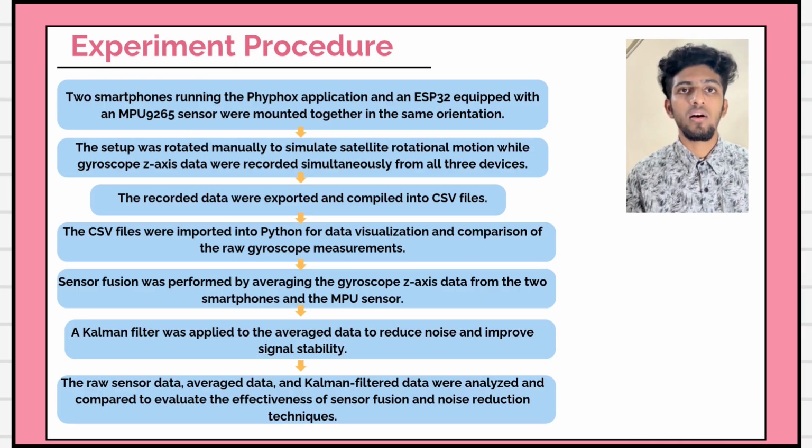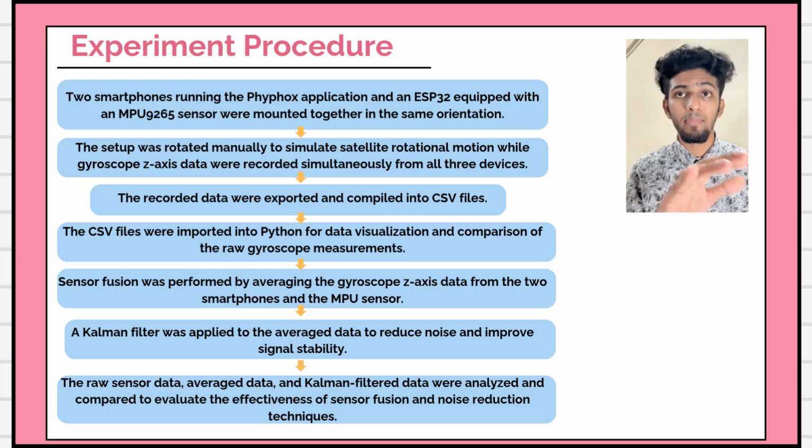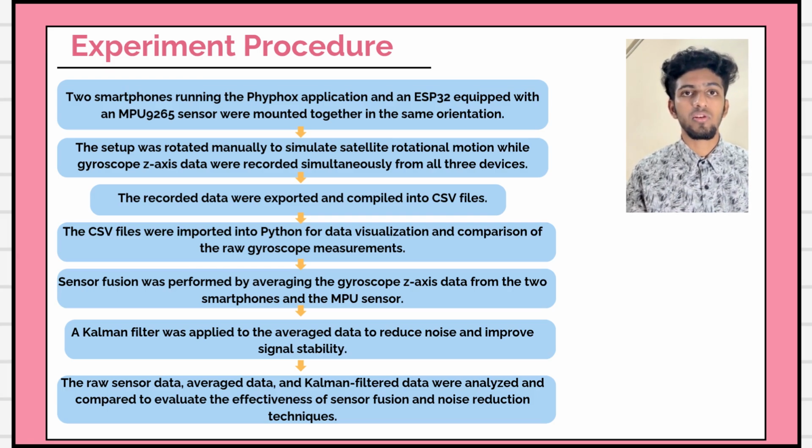After that, a Kalman filter was applied to the averaged signal to reduce the noise and produce a smoother and more accurate angular velocity measurement. And then finally we analyzed and compared the raw data, the average data and the Kalman filter data. Then the results show that sensor fusion and Kalman filtering improve the stability and reliability of the gyroscope measurements, which is important for our satellite attitude control systems.